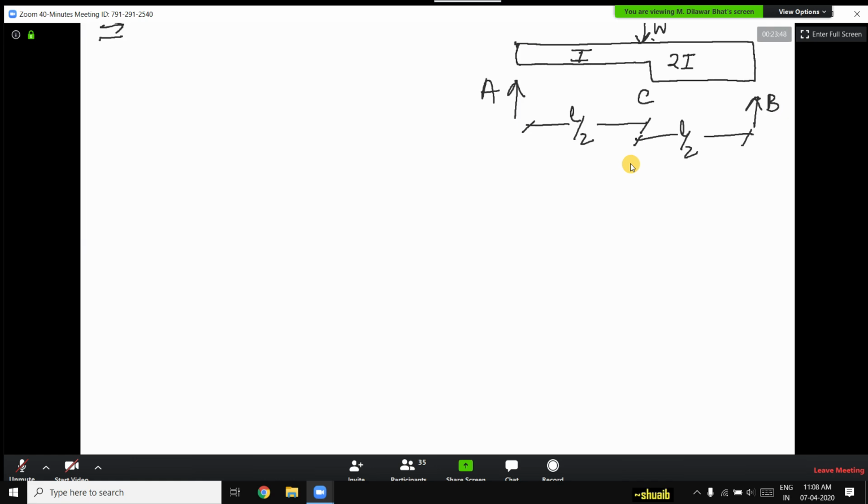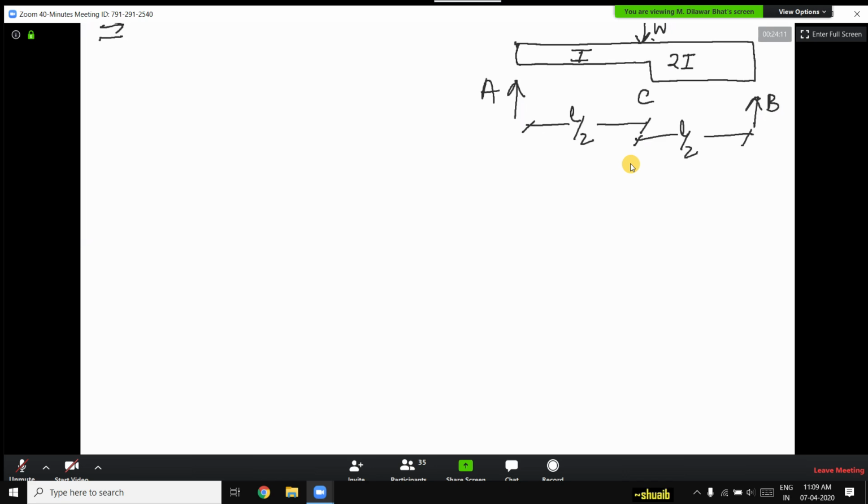Therefore you can simply say, while having a look at this beam, that there is a variation in what? There is not any material variation. There is not any non-homogeneity of material, but there is a non-homogeneity of the moment of inertia, that is the cross-sectional dimensions.